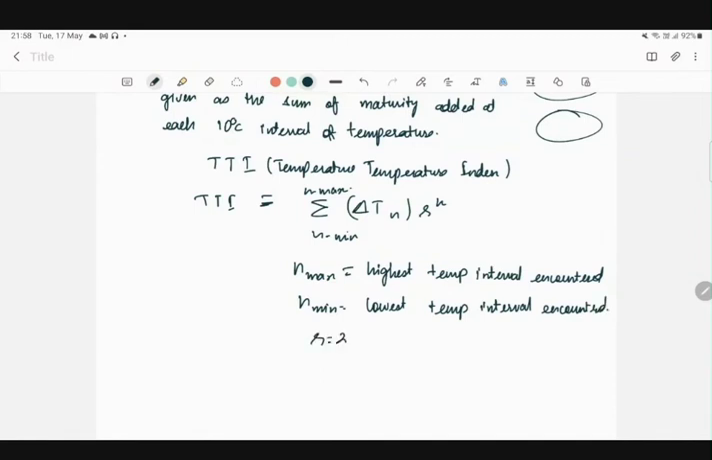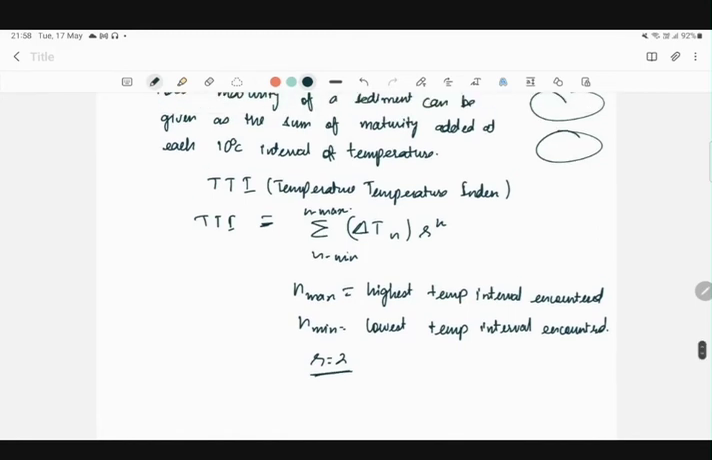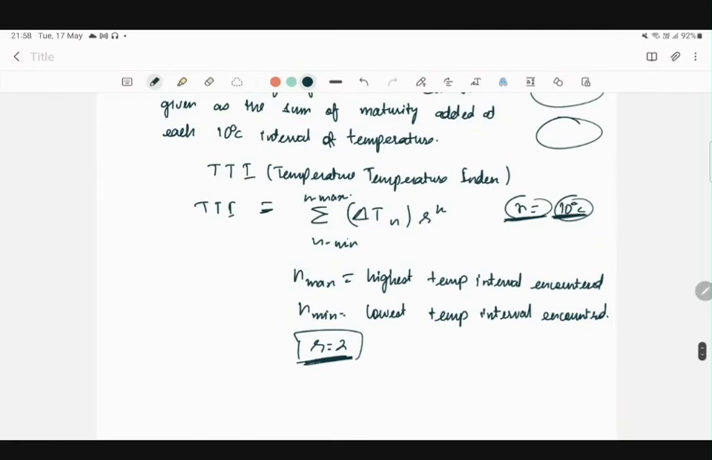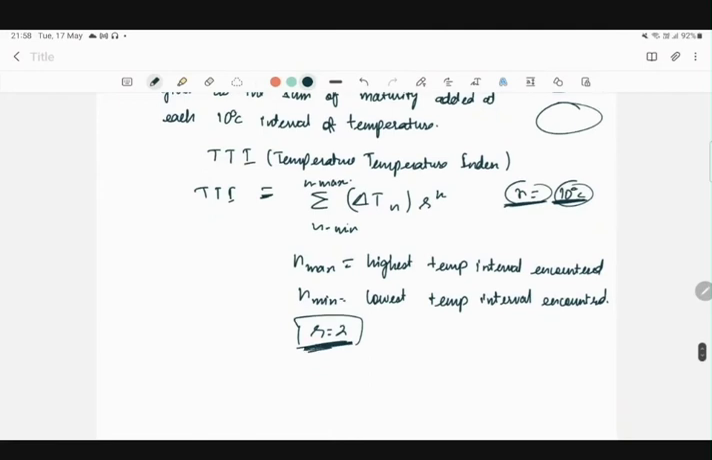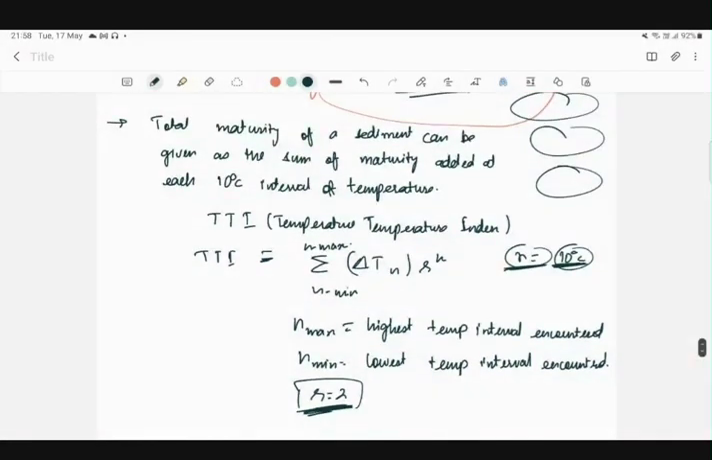And R is generally taken as 2 because the rate of reaction doubles for each 10 degrees Celsius rise in temperature. N is calculated for each 10 degrees Celsius rise. So that's why the rate doubles for each 10 degrees Celsius rise in temperature, and hence R can be taken as 2. So this is the TTI method in which both time and temperature have been quantified. Got it?